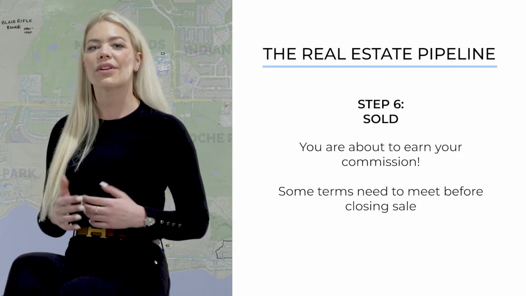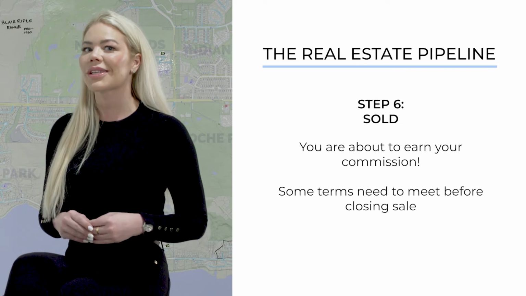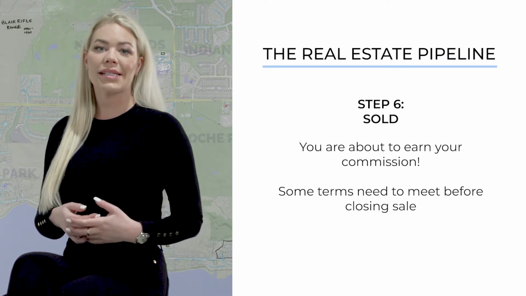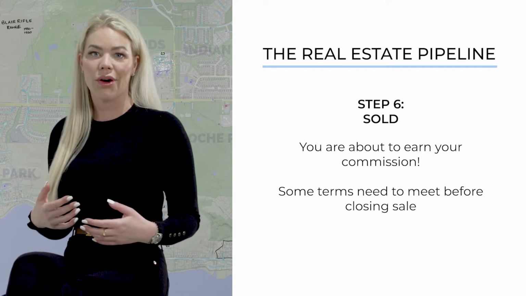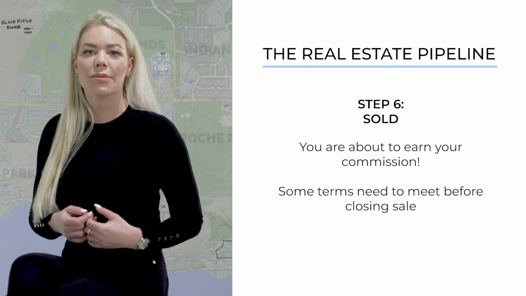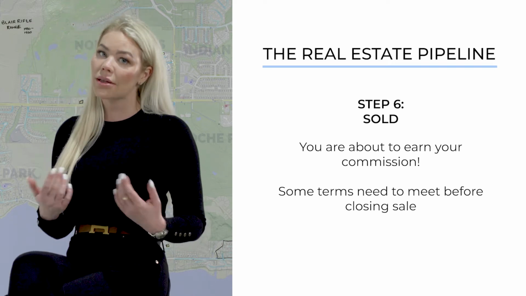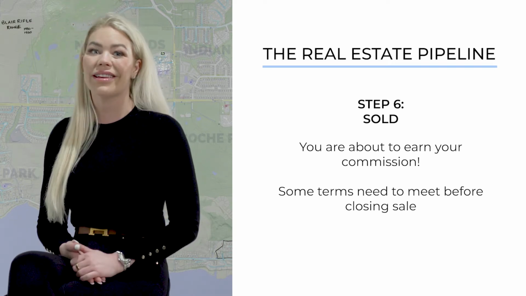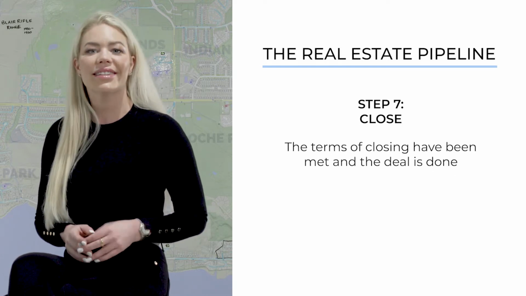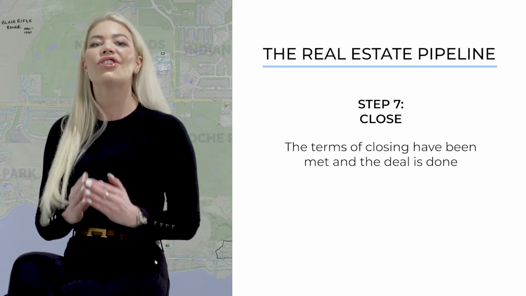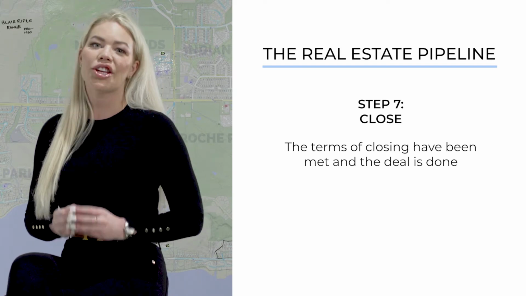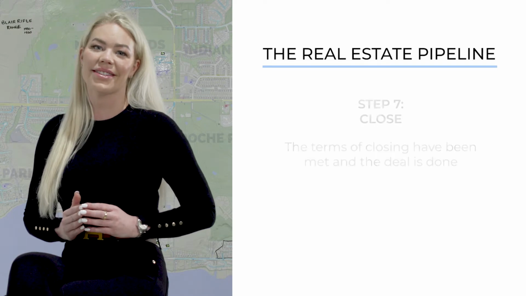Sold. This is a worthy celebration as you're almost at the top of your staircase earning your commission. The property is either between accepted offer and sold or is in escrow, but it's not a win yet. There may be some closing terms to meet, and the reality is that sales do fall through sometimes at the last stage. Closed. The terms of closing have been met and the deal is done. This stage is your ultimate goal. Now is when you can celebrate that this is a true win. You are at the top of your staircase.